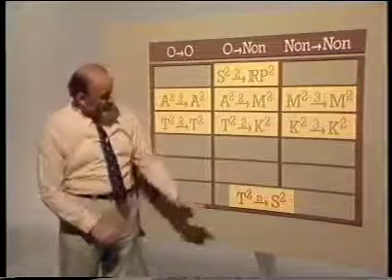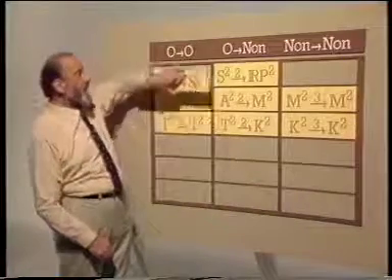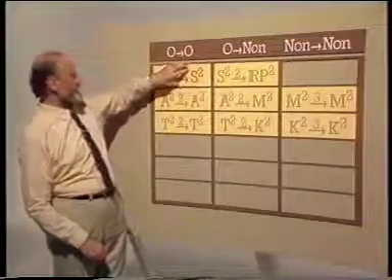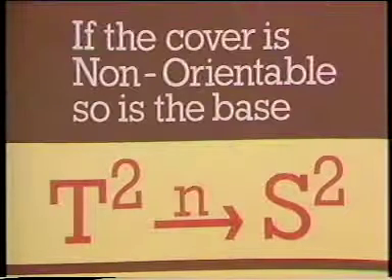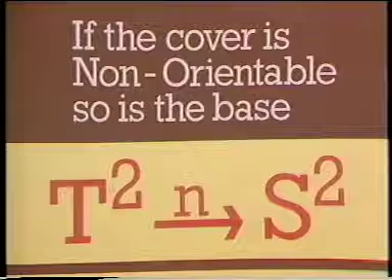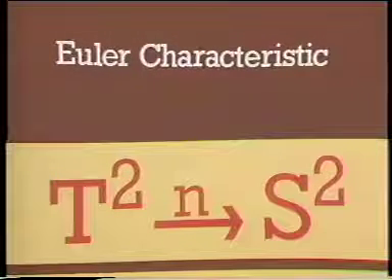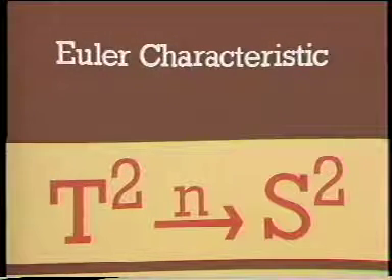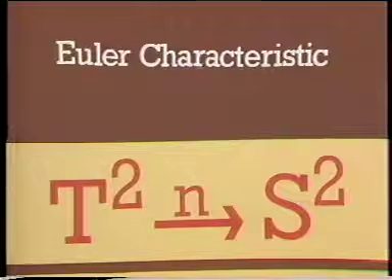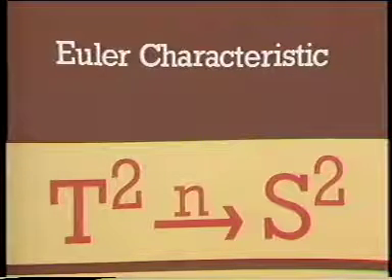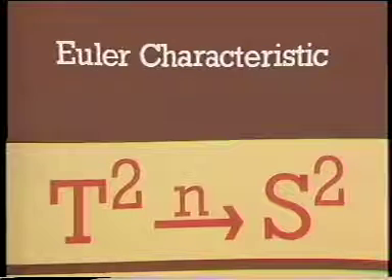Now, what about T2 covering S2? Both surfaces are orientable. So theorem A doesn't say anything about this. But now look at Euler characteristic. The torus has characteristic 0, and the sphere has characteristic 2. Is this possible for a cover and base? Well, our theorem for Euler characteristic will show it's not possible.